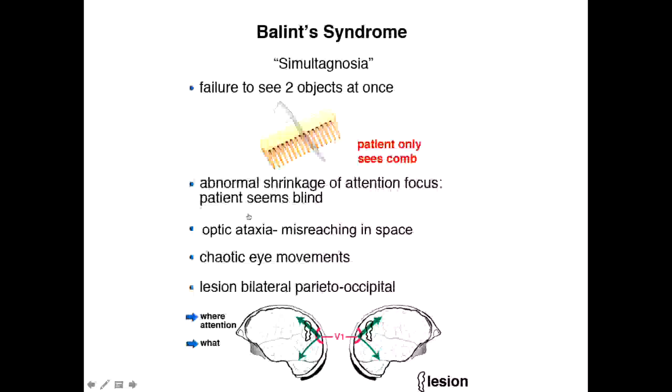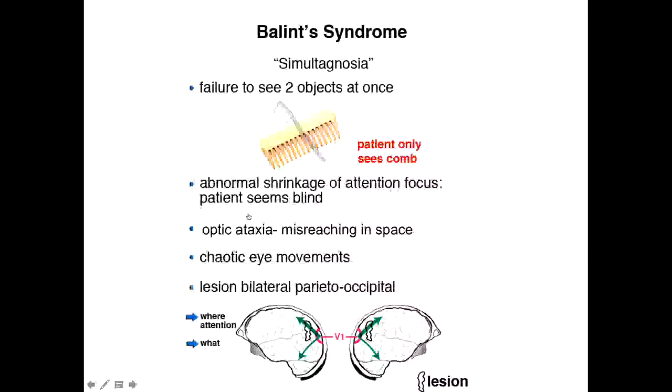Some people think it's like a double neglect. Most of the world is gone except a myopic little window of where you can see something. And you can really limit it to one thing in that little window. Really quite a fascinating syndrome. Failure to see two objects at once. Patient sees only the comb. If I take the comb away, they see the toothbrush. They have an abnormal shrinkage of their attention focus.